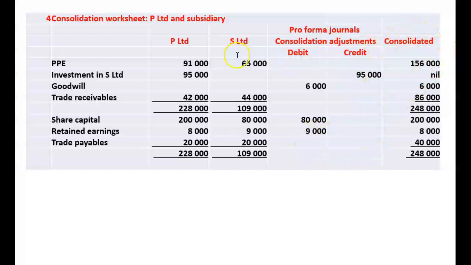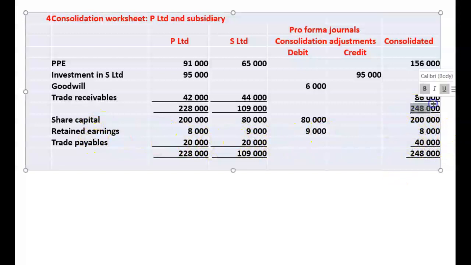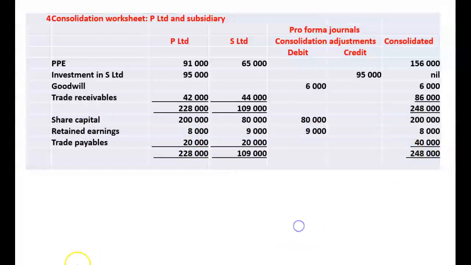Our consolidated statements then, we're just going to add everything together. 91 plus 65, 156. 95 minus 95, 0. Goodwill plus 6,000 there. Trade receivables 42 and 44, 86. Share capital 200 plus 80 minus 80 will only give you 200,000, which you're going to retain. 8,000 plus 9,000 minus 9,000 is going to give you the remaining 8,000. Trade payables is going to be 20 plus 20 equals 40,000 Rand. And there our consolidated statement of financial position will balance.